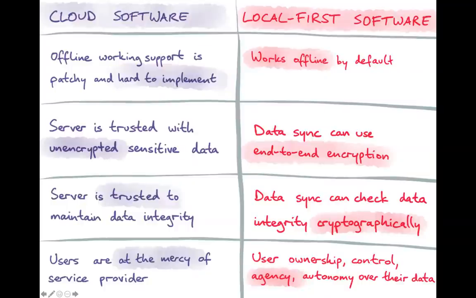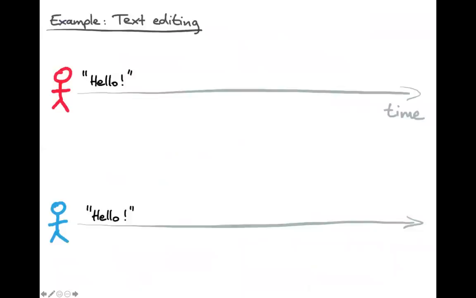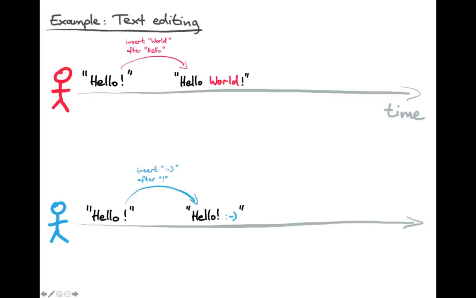Now, the big challenge with local first software, kind of the central challenge really, is that concurrency control is different, because each user has a copy of the data on their local disk, and they might change it independently from each other. So you might have the red user and the blue user who each have a text document, and they might edit that document while offline. And of course, we always want to allow them to do this editing while offline.